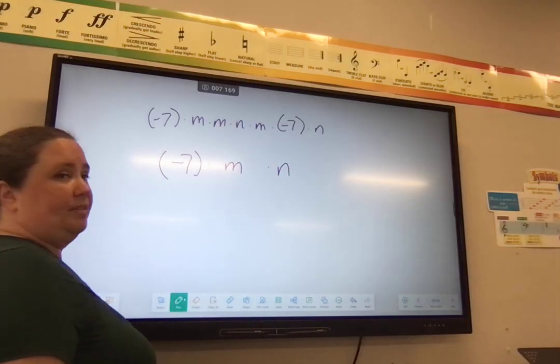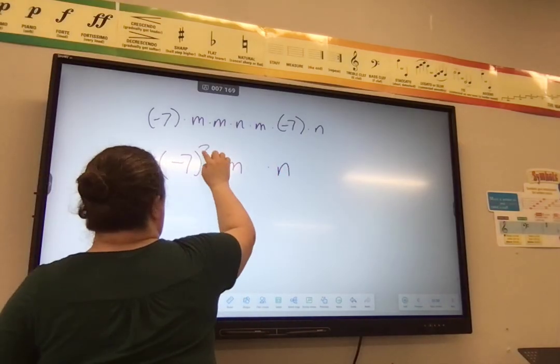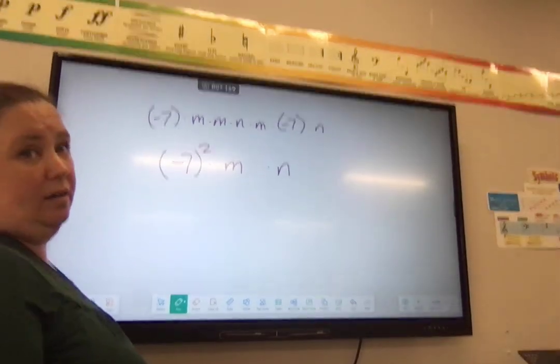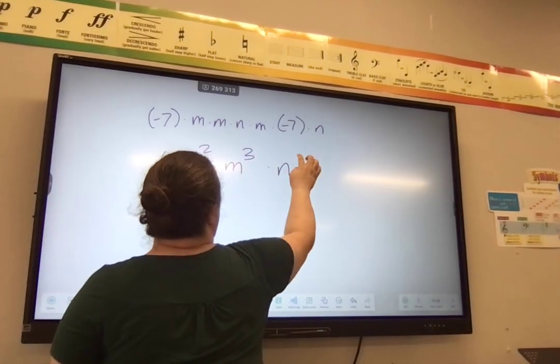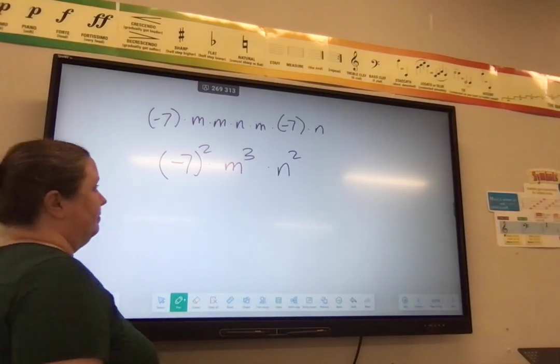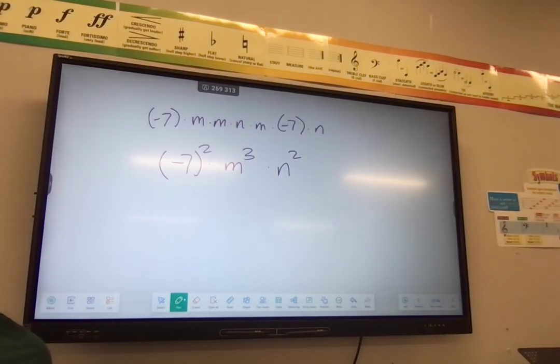All right, how many negative 7s are there? 2. So to the power of 2. How many m's are there? 3. To the power of 3. And how many n's? 2. Now, can I simplify this any further?